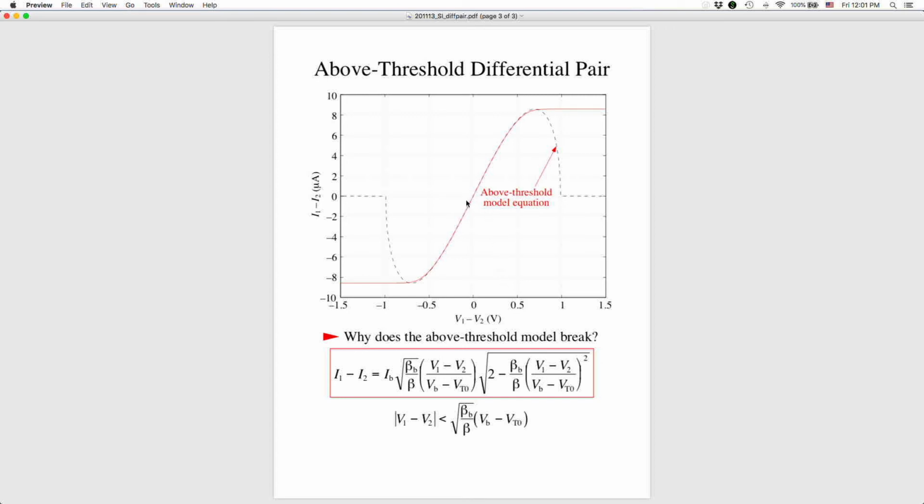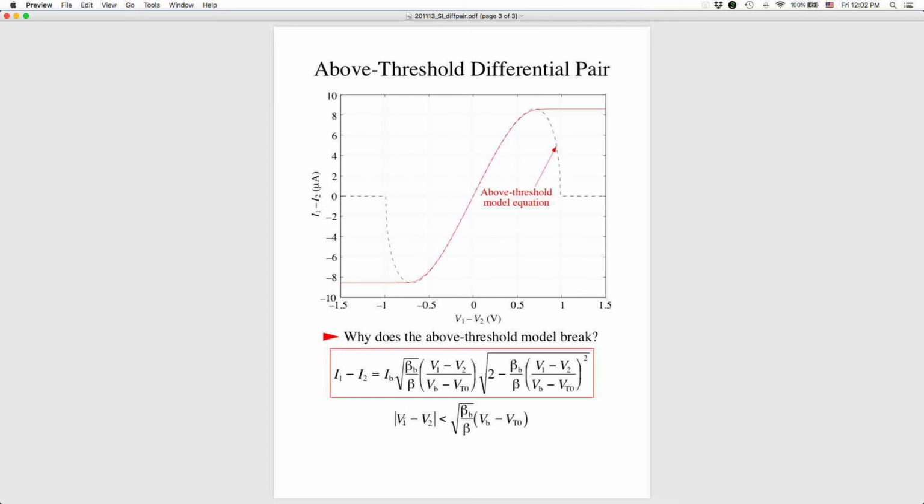And then if you basically plot this expression as a function of V1 minus V2, you get this kind of weird dashed curve. So it follows quite nicely the measured characteristics that you get for a while, but then it turns around and then actually eventually becomes imaginary, right? So this term, when this exceeds 2, this becomes the square root of a negative number, and it winds up being imaginary. So the question is, why is this the case?